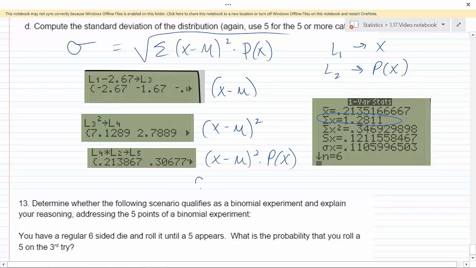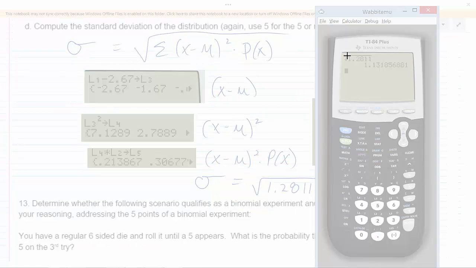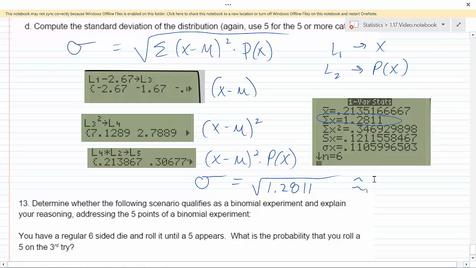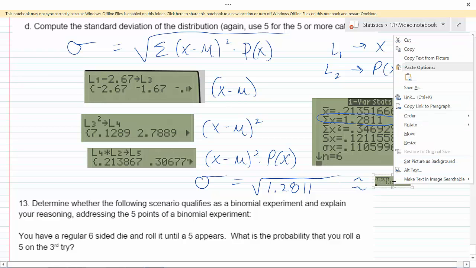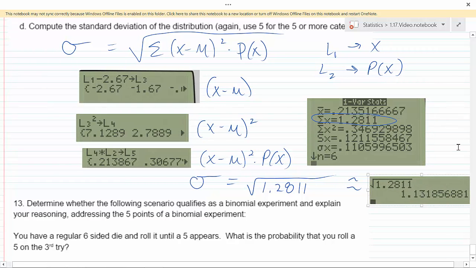To get my standard deviation sigma, I need to take the square root of that. And I want to take it to all the decimal places so that I don't get any rounding error. So my answer is about 1.13. The standard deviation of TVs in American households is about 1.13.